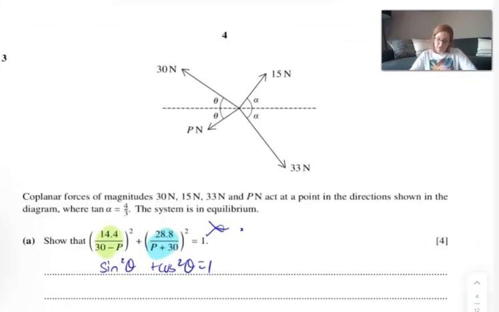So, coplanar forces of magnitude 13 Newton, 15 Newton, 33 Newton, and p Newton act at a point in the directions shown in the diagram. Tan alpha is 4/3. Okay, so we know what alpha is. The system is in equilibrium. Equilibrium means all my forces in the x cancel out, all my forces in the y cancel out. Okay, now they're telling me to show that this.